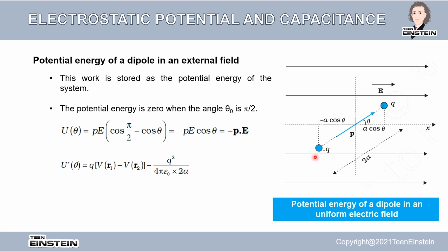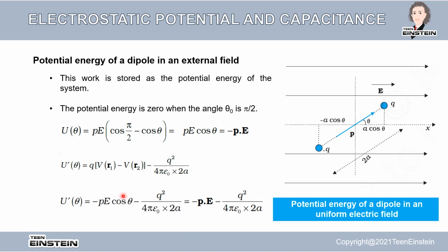But the other charge is negative, so we have minus Q into V of R2, and the interaction potential, that is the potential experienced by the second charge because of the presence of the first charge. Like in the previous case, we had Q1 Q2 by 4 pi epsilon naught into R, where R is nothing but the distance between them. In this case we have a minus, because the product of Q and minus Q is minus Q squared. So minus Q squared divided by 4 pi epsilon naught into 2A.